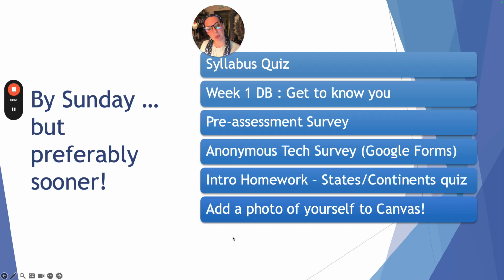And if you could also please add a photo of yourself to Canvas, this will be really helpful for me starting to get faces to names. We are a very large class. This is capped at 108 students, and as far as I know, everything is at full capacity. So I've got a lot of you. I'm going to try to get names to faces. It'll be easier the more often you come to class and participate. So if you want that one-on-one recognition, come to class or come to office hours or both, all of the above.